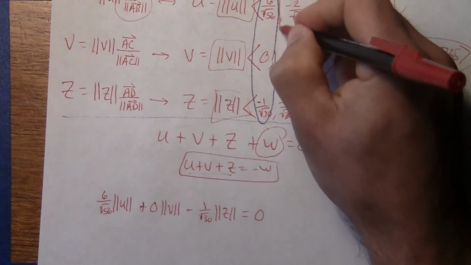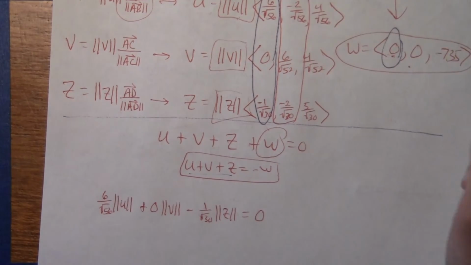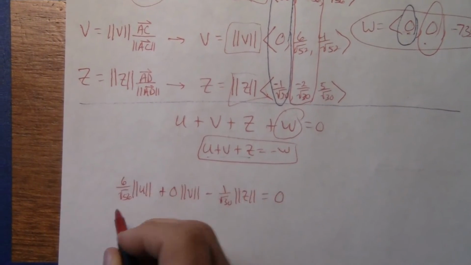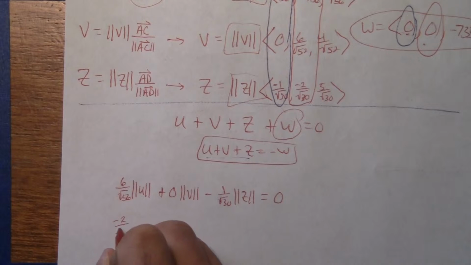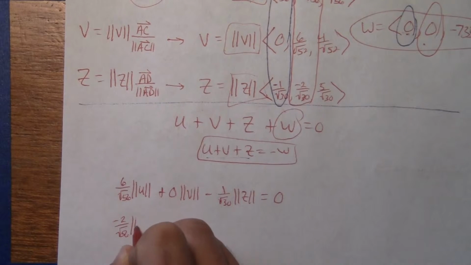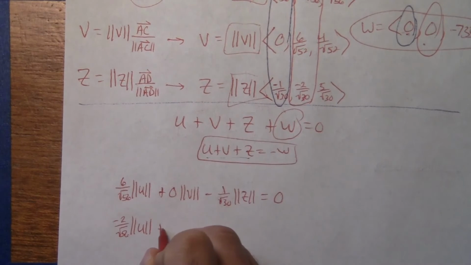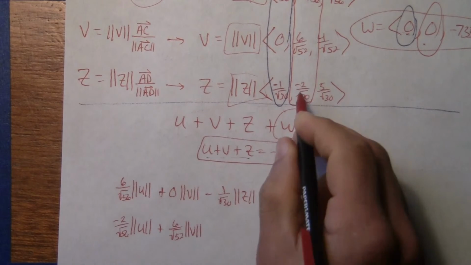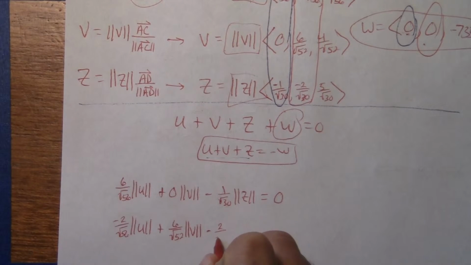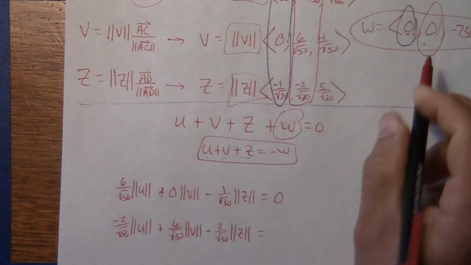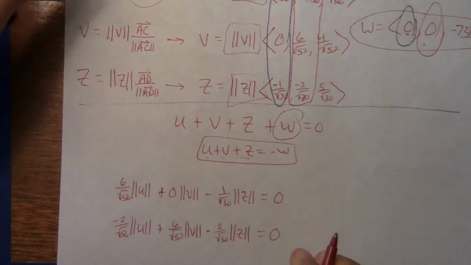Now I'm going to go back and do the same thing, only this time grab all the y's. It's negative 2 over the square root of 56 times the magnitude of U, or the force of U, plus, that's a positive, 6 over the square root of 52 times the magnitude of V, minus 2 over the square root of 30 times the magnitude of Z. And that's going to equal negative 0 again, or of course I can just say that's 0.